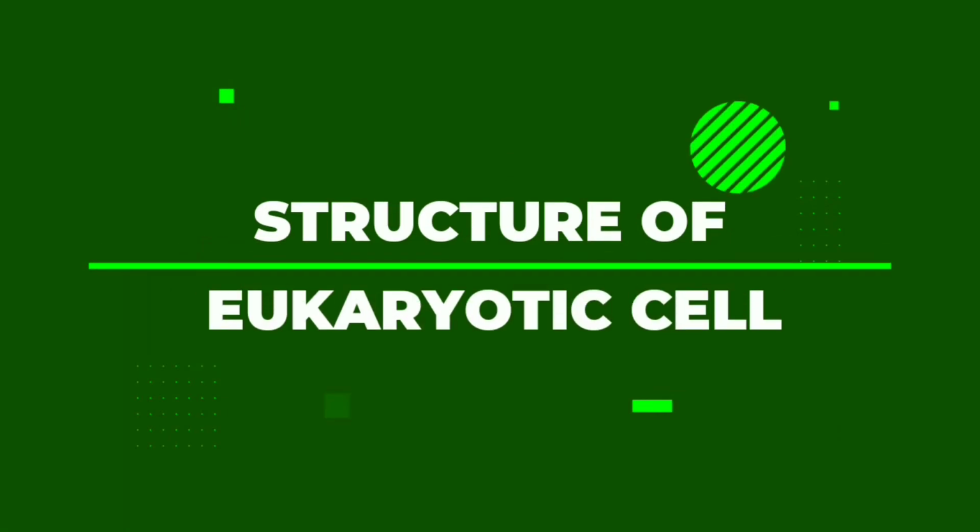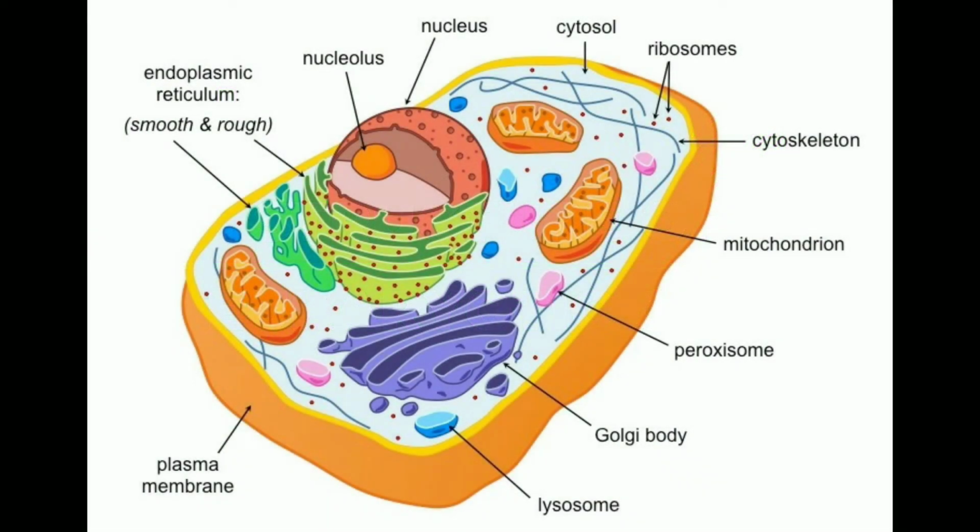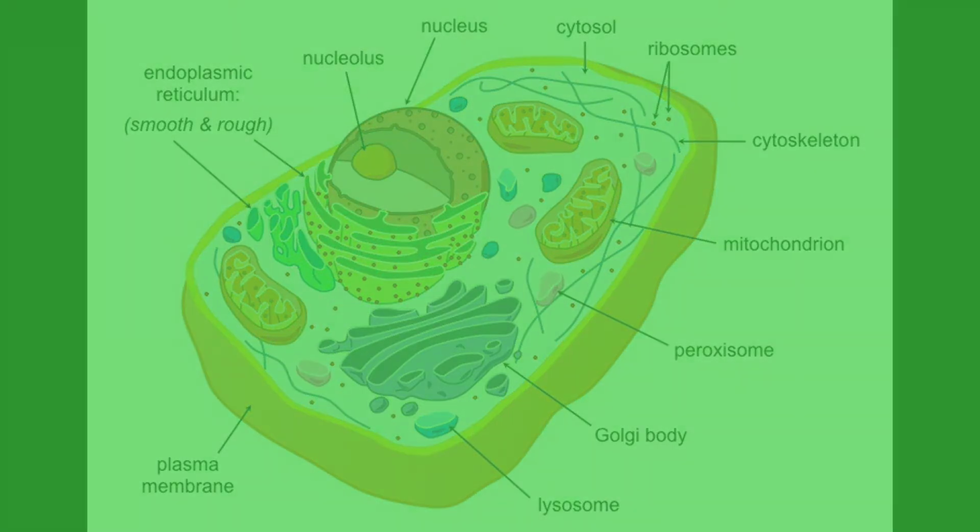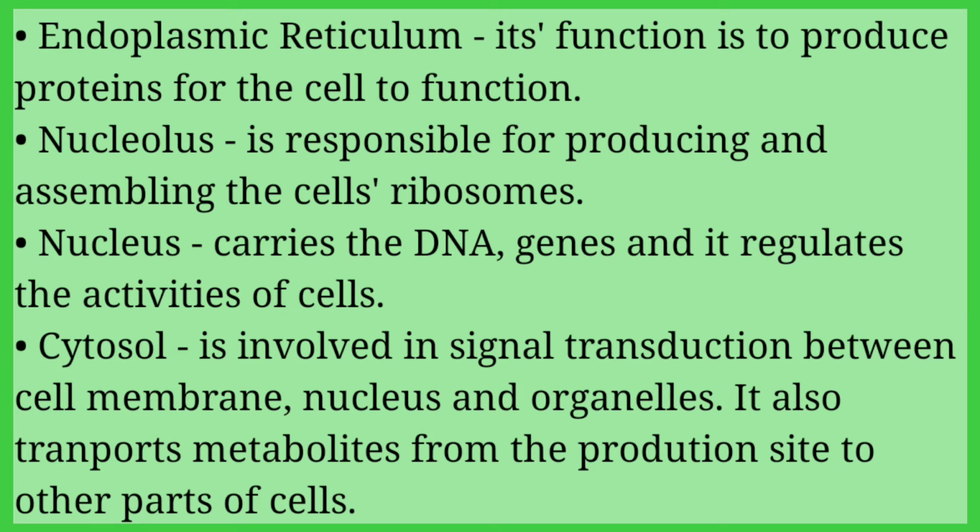Structure of a eukaryotic cell. This is an animal cell. We have the endoplasmic reticulum, nucleolus, nucleus, cytosol, ribosomes, cytoskeleton, mitochondrion, peroxisome, Golgi body, lysosome, and plasma membrane. Endoplasmic reticulum. Its function is to produce proteins for the cell to function. Nucleolus is responsible for producing and assembling the cell's ribosomes. Nucleus carries the DNA and genes, and it regulates the activities of the cell.